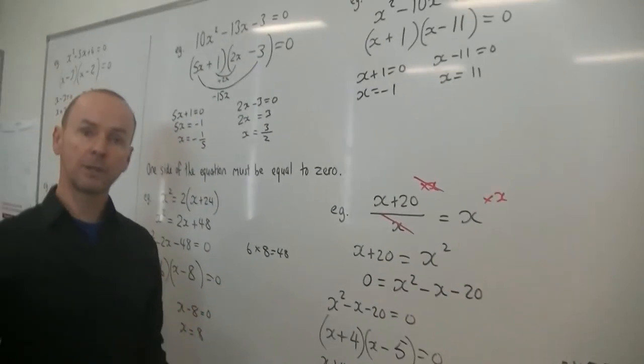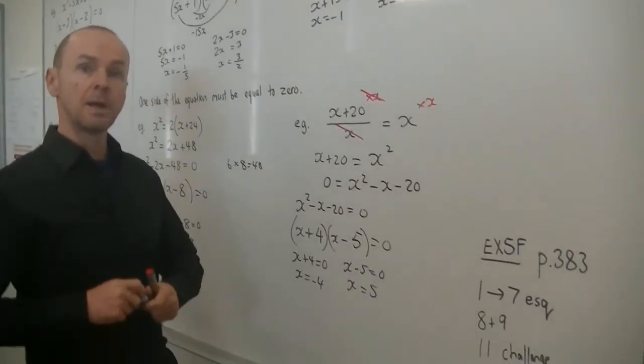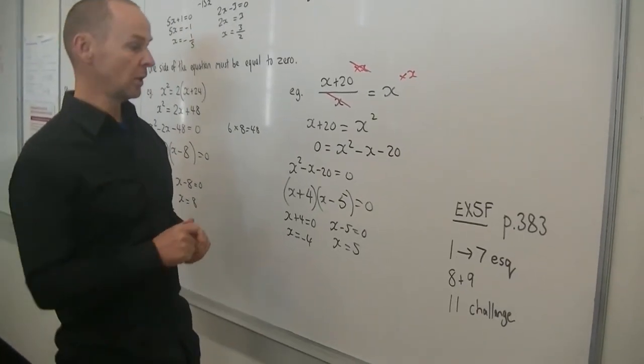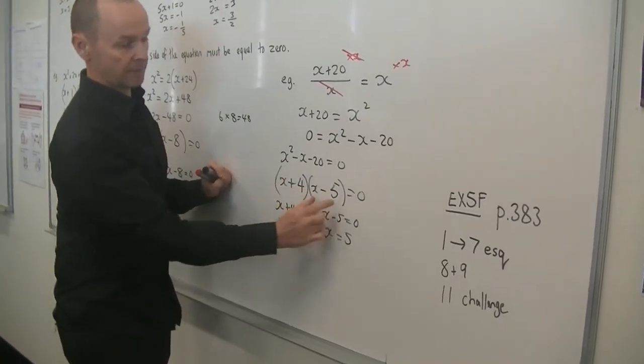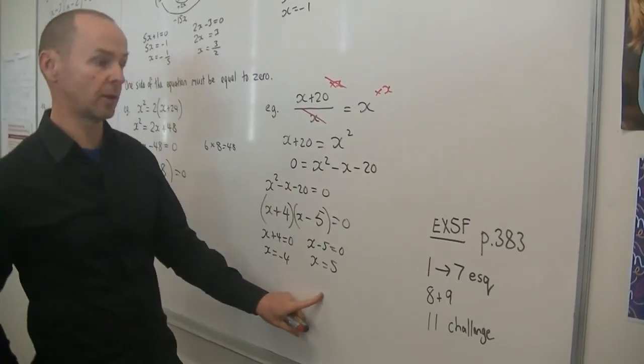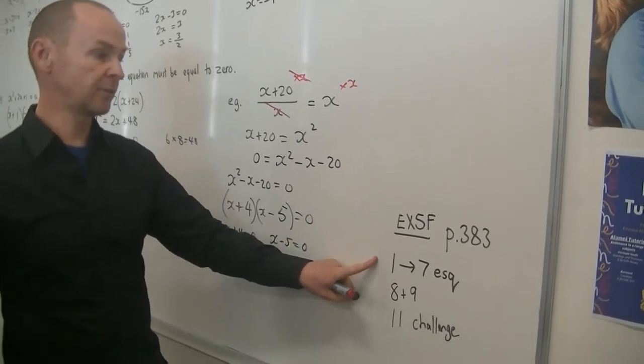Alright, so hopefully you're okay with that, everyone. You have to remember how to do all your factorising skills, and then the Null Factor Law: when you've got two things multiplied together that equal 0, each of them equals 0, and you'll get two answers most of the time.